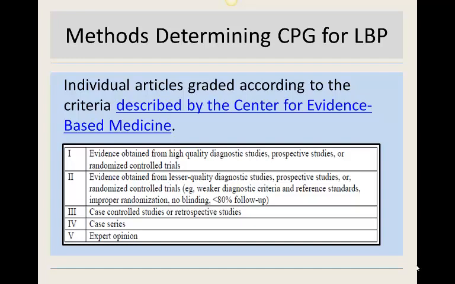Level 1 evidence was from a high quality diagnostic study. These are typically randomized controlled trials. Level 2 was evidence obtained from a lesser quality study. They could be randomized controlled trials, but were maybe a little bit weaker in their standards, such as their randomization or blinding. The third was case control studies or retrospective studies. Fourth would then be a case series, and then 5 would be expert opinion. That was how each individual article was graded by the panel of experts.